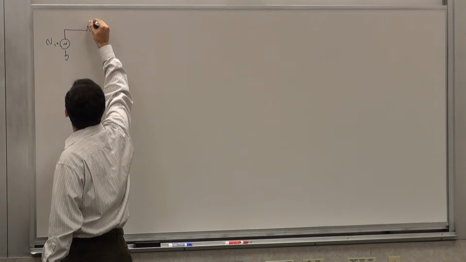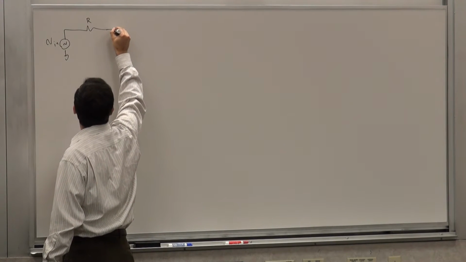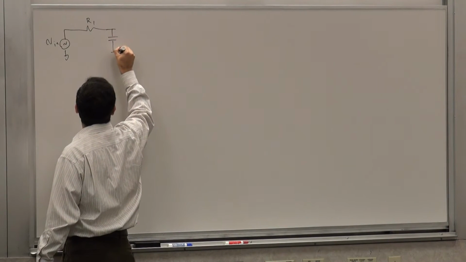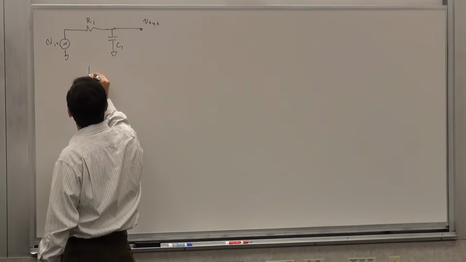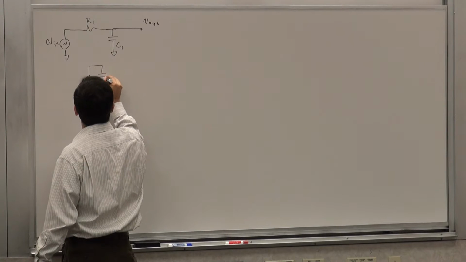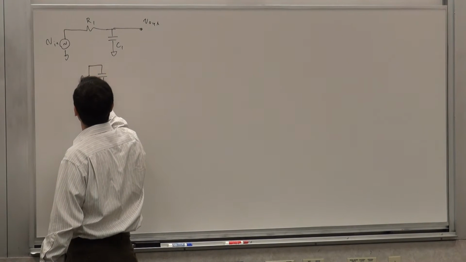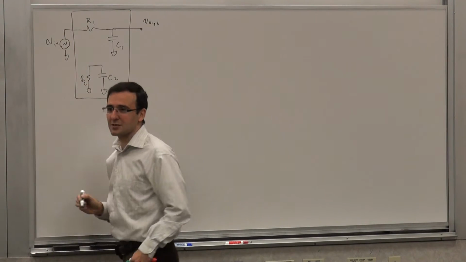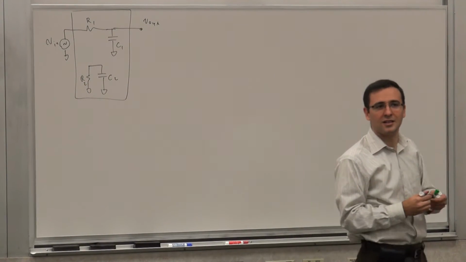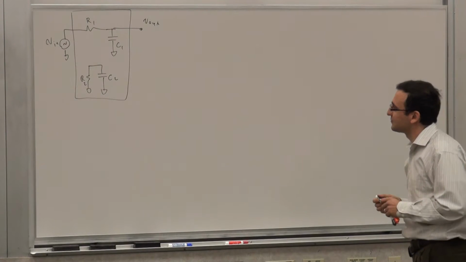System: V in, some R, called R1, C1, V out. And let's say on the side, for some reason, I decide that I have this thing on the side, and that's part of my circuit. So this is my whole circuit. I define such a whole circuit. It should still work, right? But let's see how it happens.